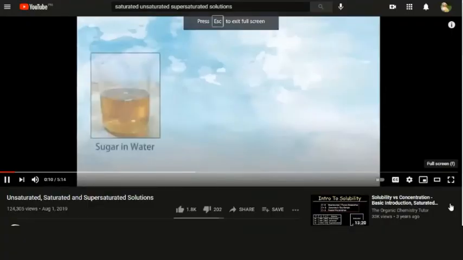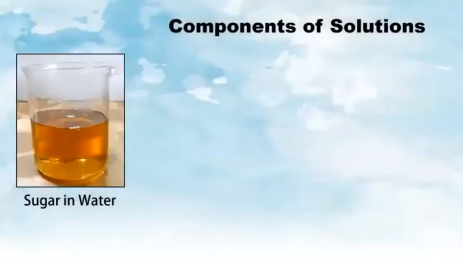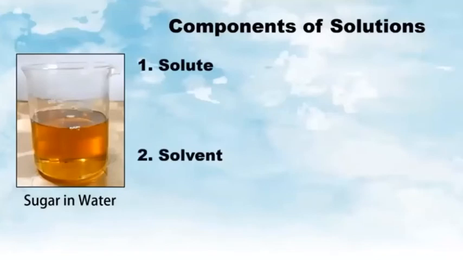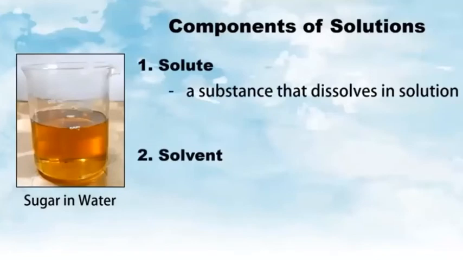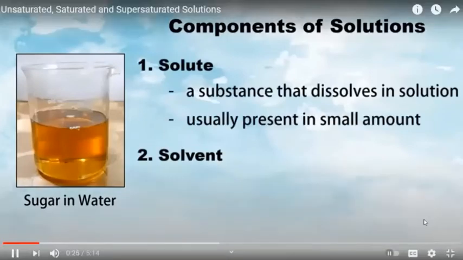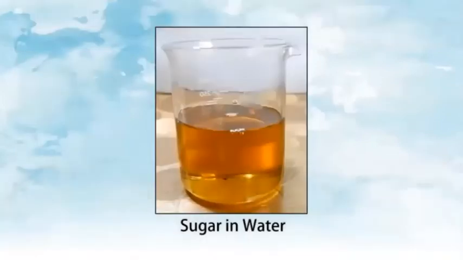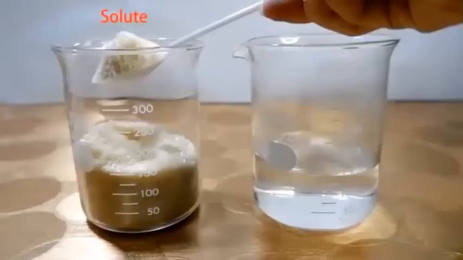Solutions like sugar in water has two components. The two components of solutions are solute and solvent. Solute is a substance that dissolves in solution. It is usually present in small amounts. In this mixture, the solute is sugar because sugar dissolves in solution and is usually present in small amounts.